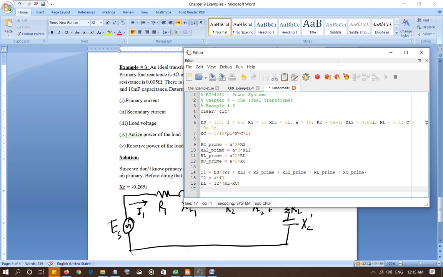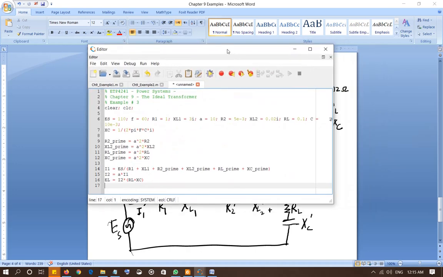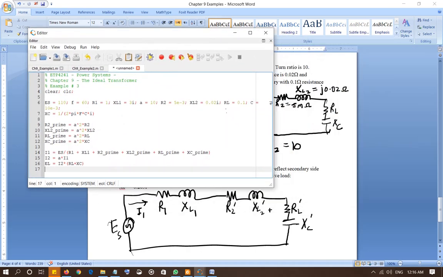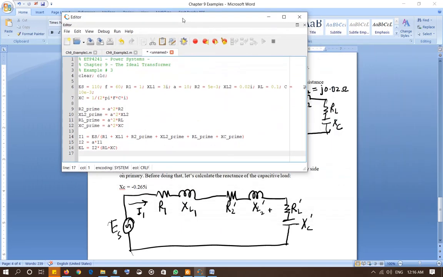Active power of the load. Active power, remember, is only consumed in where? In the resistive part of the circuit. What we can do is calculate the complex power, and complex power will give us both active and reactive power of the load. The real part of the complex power is the active power and the imaginary part is the reactive power. So let's calculate the complex power.